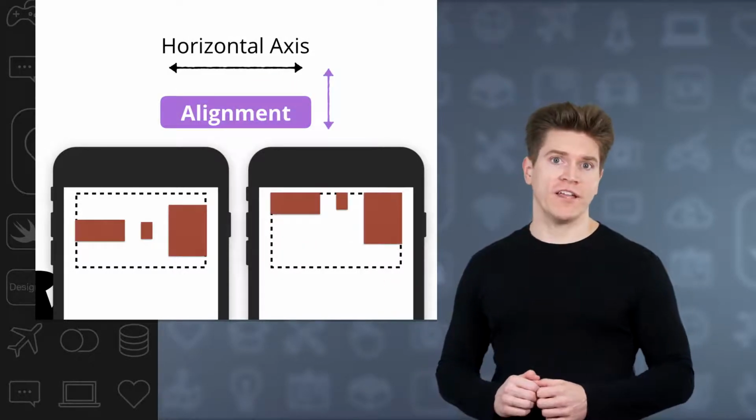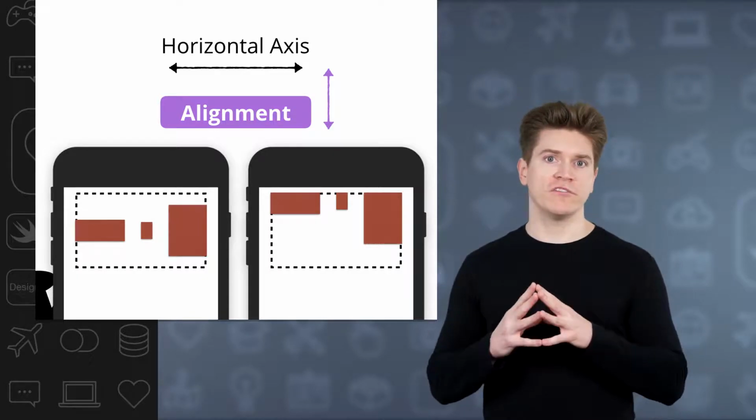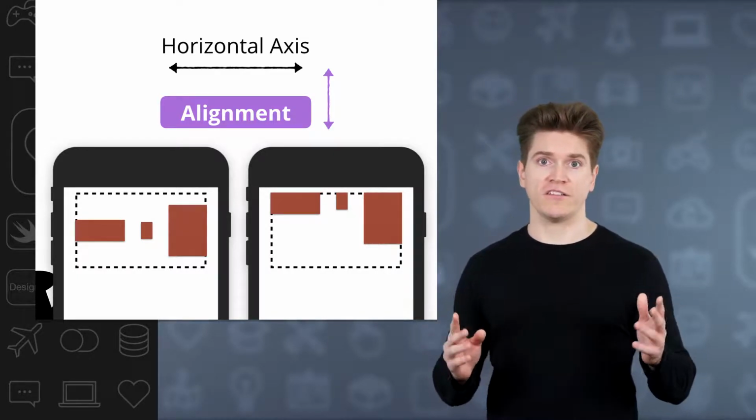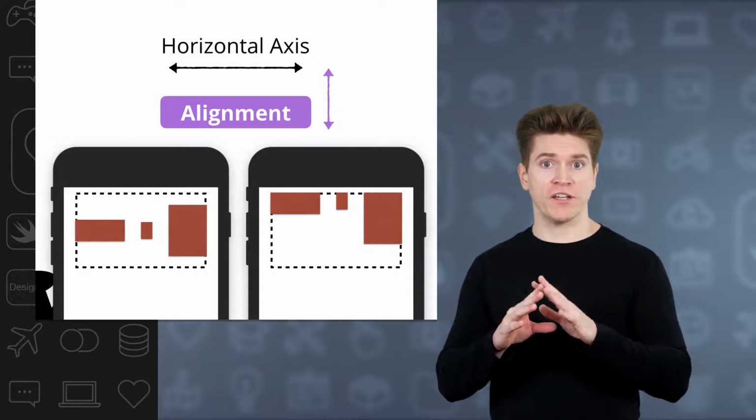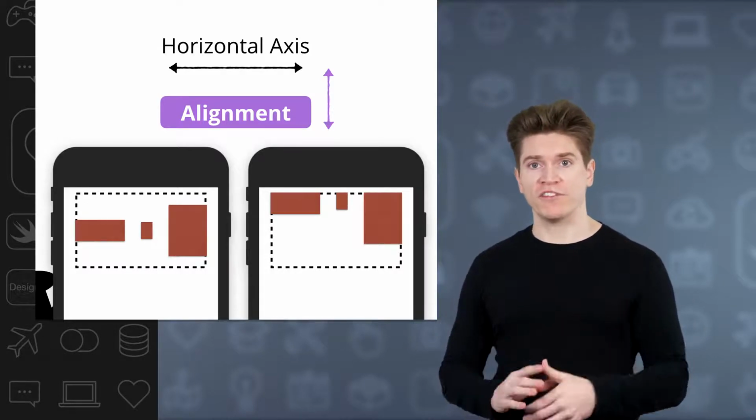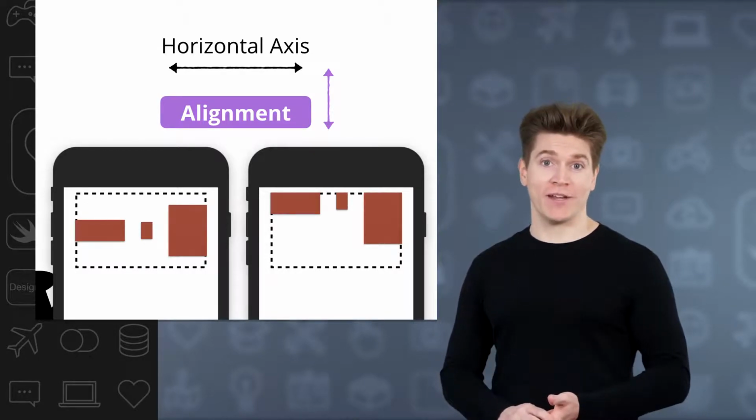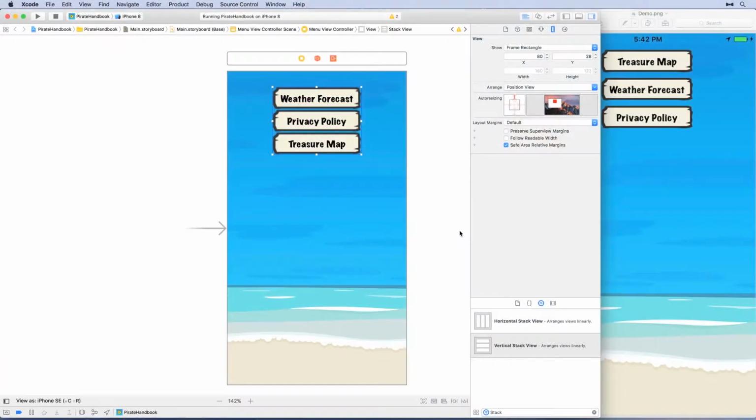Alignment is a property on a stack view that determines how subviews are arranged perpendicular to their axis. For example, should these views be centered vertically or aligned with the top of the stack view? Let's head back to our Pirate Handbook and find out what these properties are set to by default. Let's see some of those stack view properties in action.